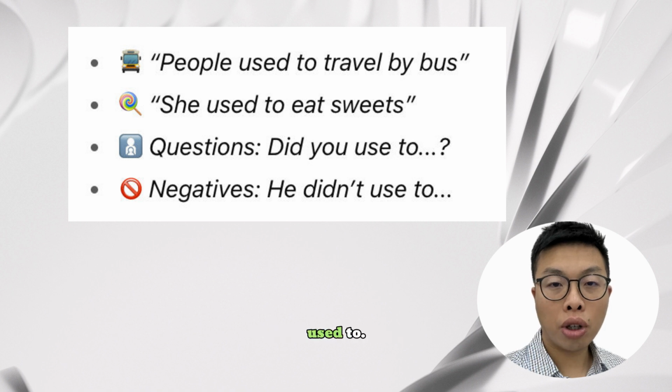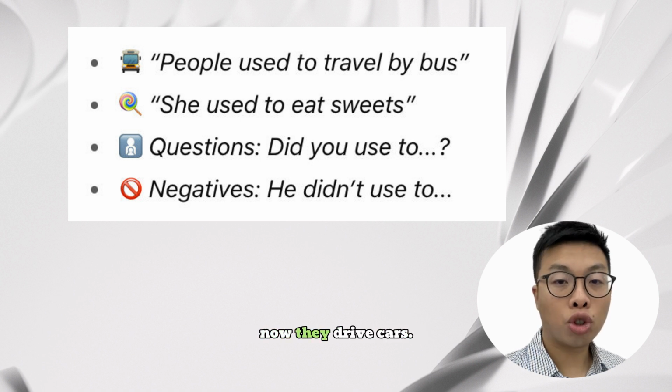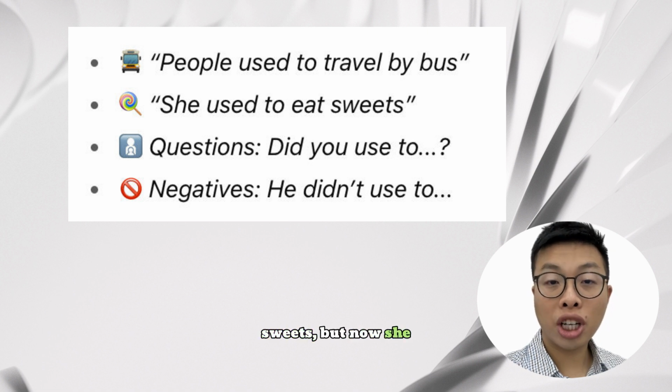Now let's talk about used to. We use this to talk about habits or states that were true in the past but are not true anymore. Example, people used to travel by bus, but now they drive cars. Or she used to eat a lot of sweets, but now she eats healthily.